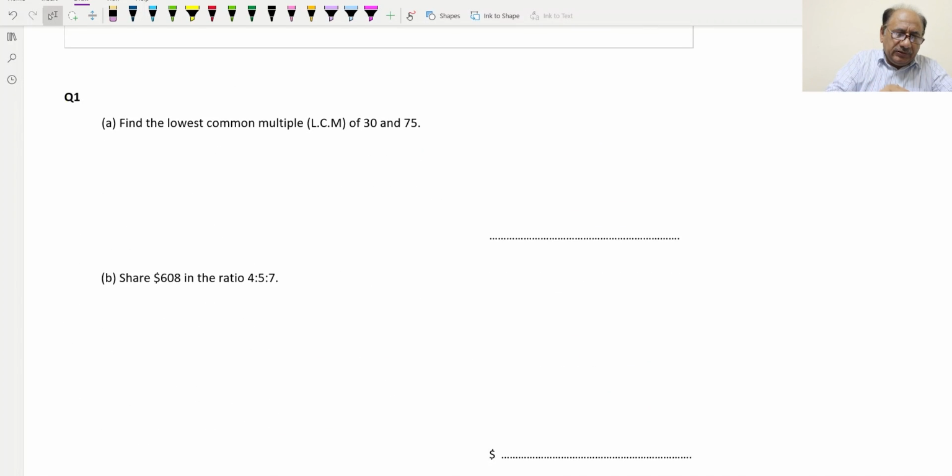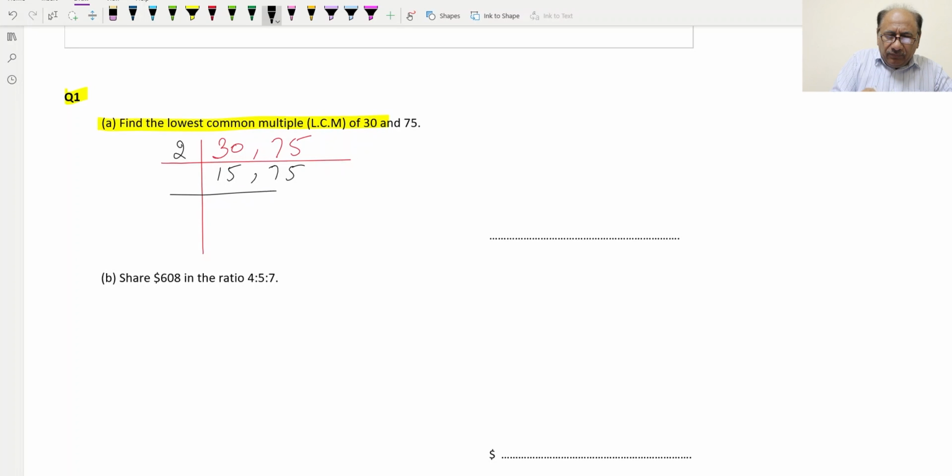Question number 1 says find the lowest common multiple, or least common multiple, of 30 and 75. We can use the division method and divide both numbers. You can use the prime factorization method as well, whatever you like. So we will be dividing with the smallest number. 2 15s are 30, and 75 is not completely divisible. Then we can do it with 3, so it will be 3 5s are 15, and this will be 25.